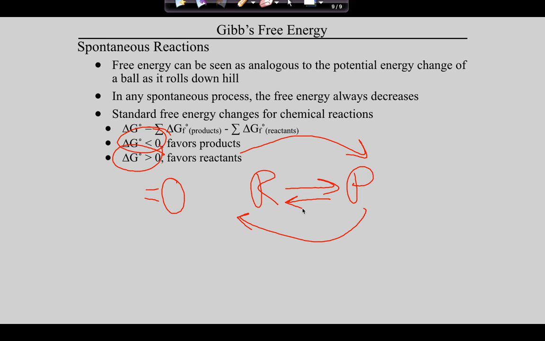So that's the bottom line. If delta G is negative, this thing's going to products. If delta G is positive, it's going to reactants. And if it's 0, it's at equilibrium. Is that okay?